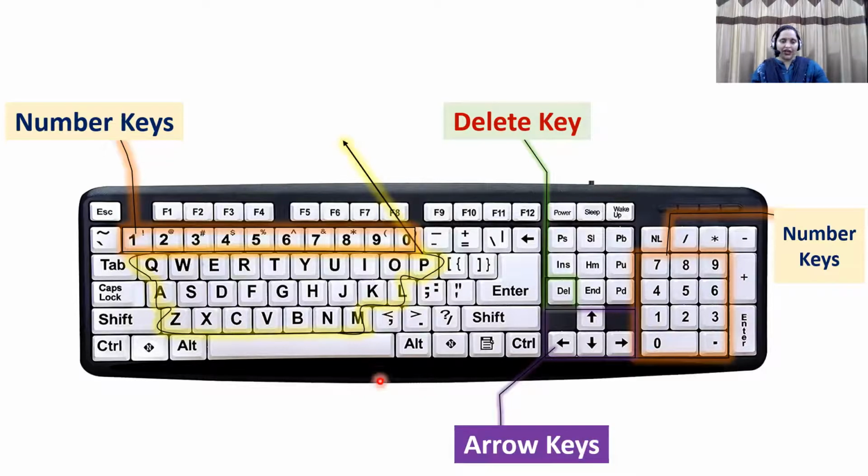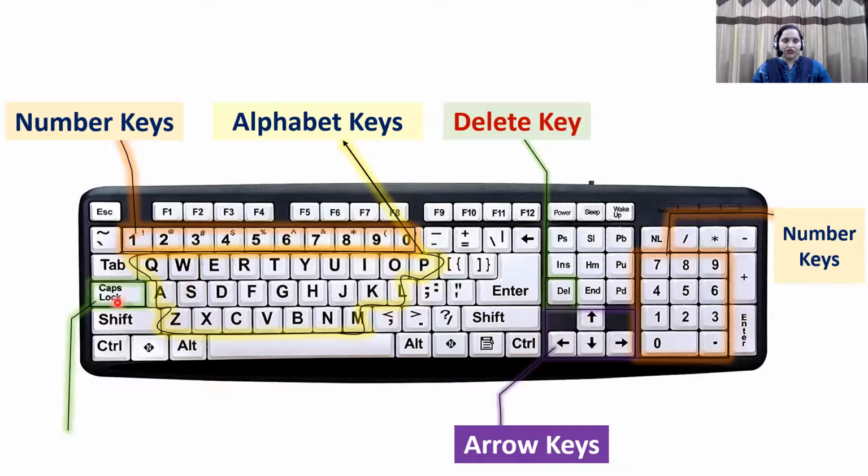Now, next, very important. You can see different alphabets are written on each key. You can see on this key Q is written, and on this key D, and here H, here N. So first tell me children, how many alphabets are there in English grammar? There are basically 26 alphabets. So all 26 alphabets are present on our keyboard. So all these keys are known as alphabet keys.